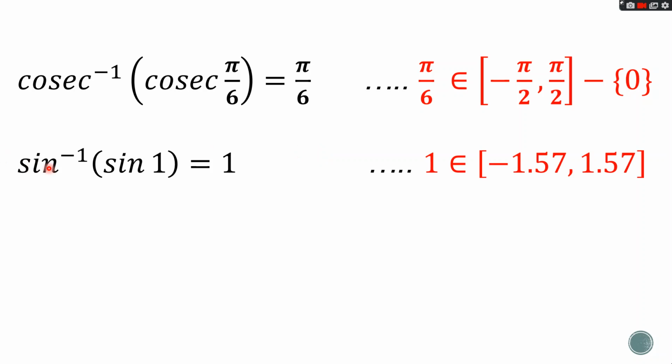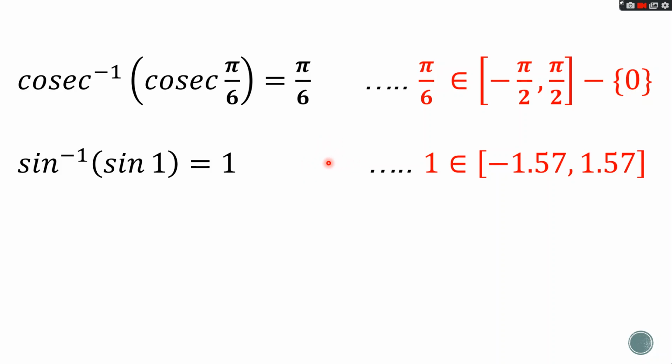Next one. Now we have sine inverse of sine 1. Can we write it as 1? Sine inverse of sine 1. This 1 is in radians. So sine inverse of sine 1 is 1 because 1 belongs to, now which interval we will have to consider? Interval is minus pi by 2 to pi by 2.